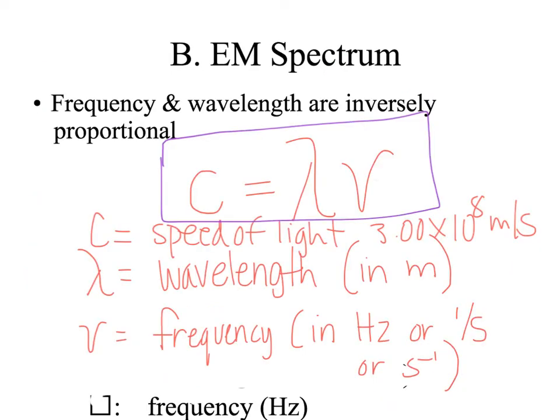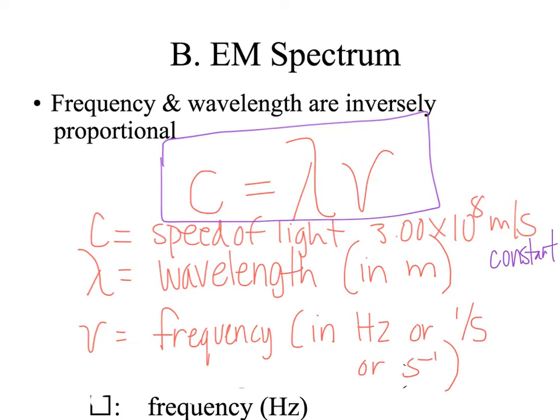So before we start doing some of these calculations, let's talk about the first equation that we're going to be using, and that is the speed of light equation. The speed of light is a constant, so what that means, it is the same for all electromagnetic radiation, whether we're talking about radio waves, microwaves, visible light, ultraviolet, or even gamma rays. And the constant is 3 times 10 to the 8th meters per second.